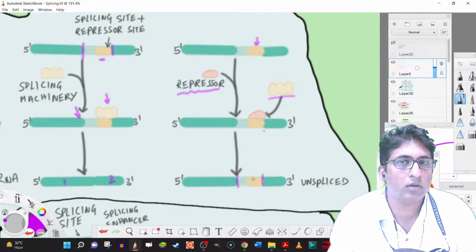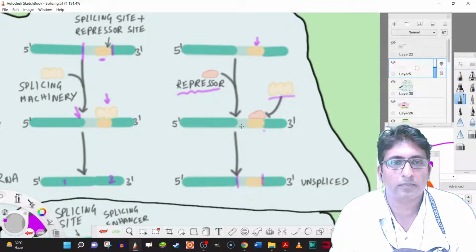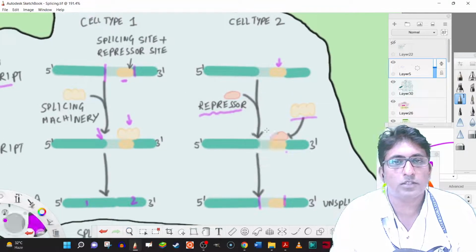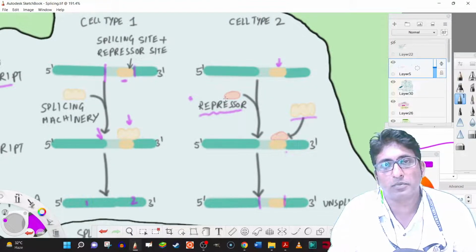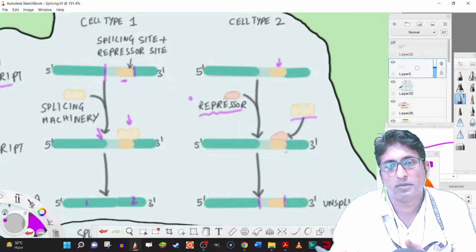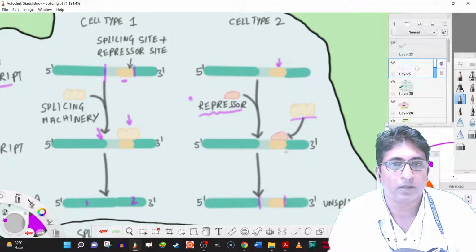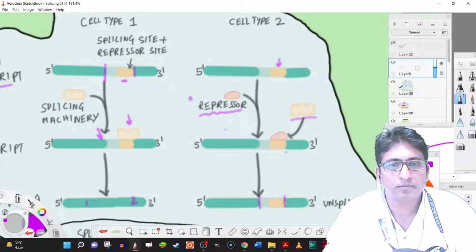So you can call this the intron retained one. So here it is regulated by a repressor, and we call it a repressor because it is repressing the splicing and obstructing the splicing. You can say it is a repressor of splicing.